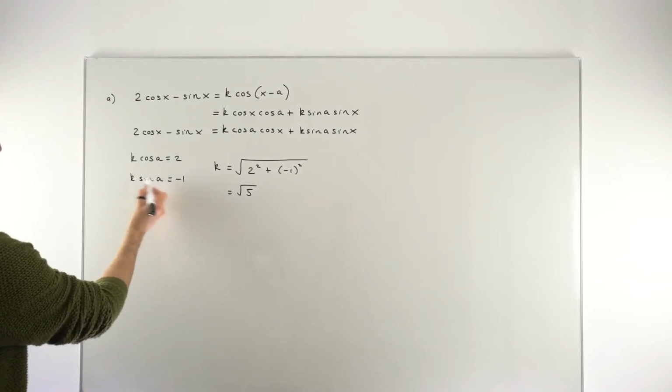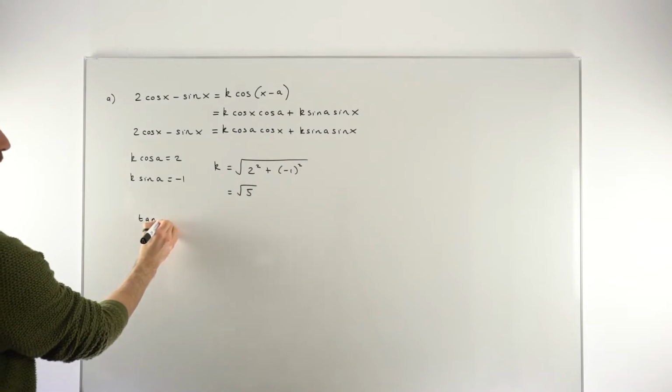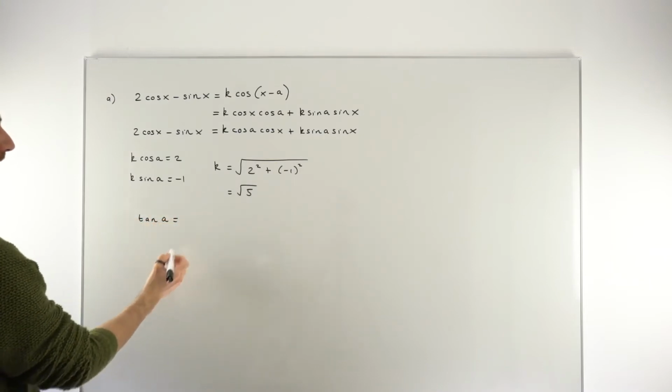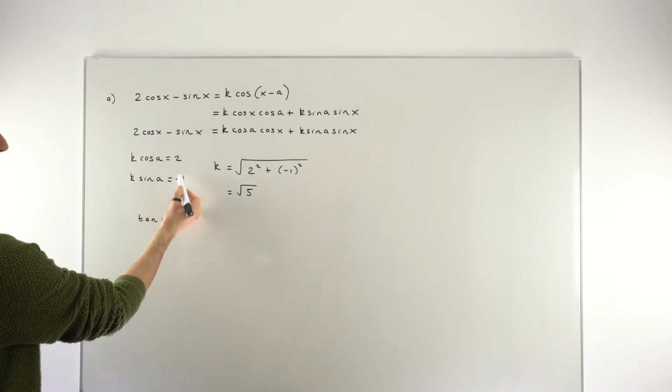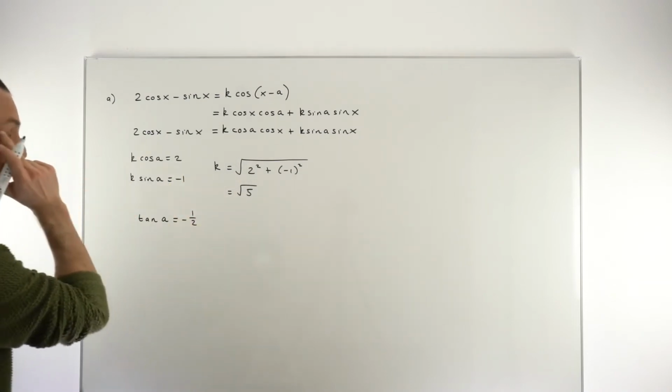So dividing the sine equation by the cosine equation would give us sine over cos, which is tan. So we get tan a equals the sine number, minus 1, divided by the cos number. So that's minus 1 over 2, or minus 1 over 2.